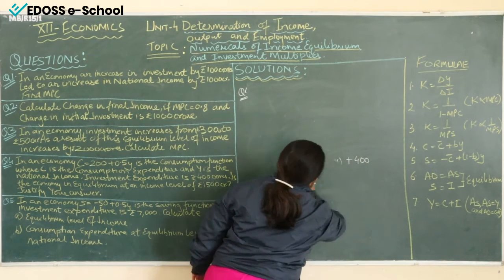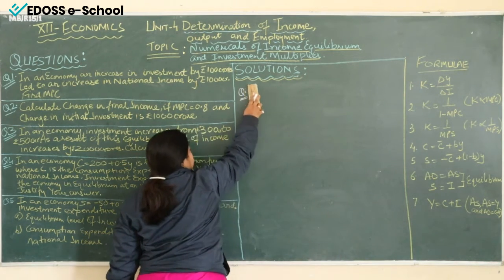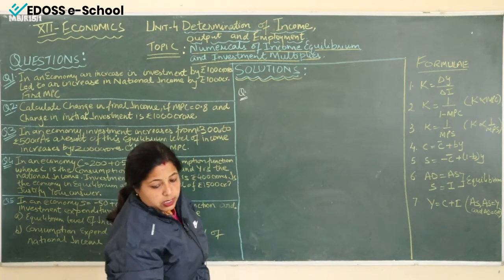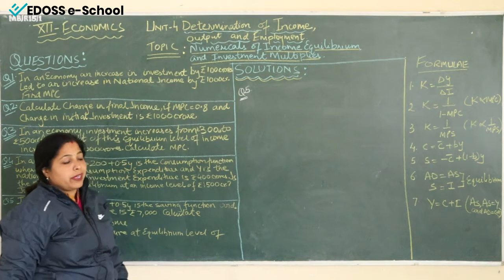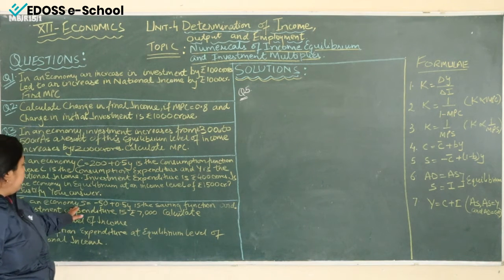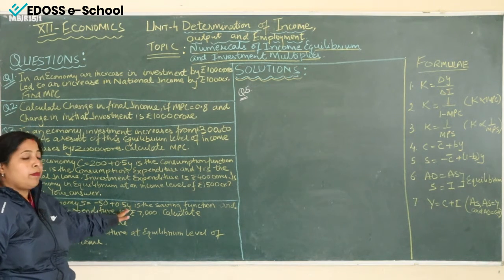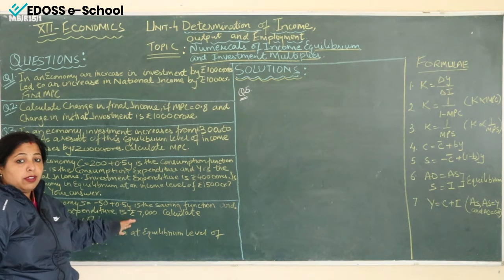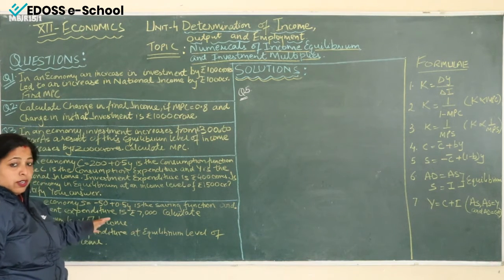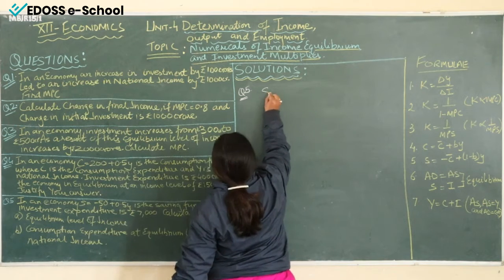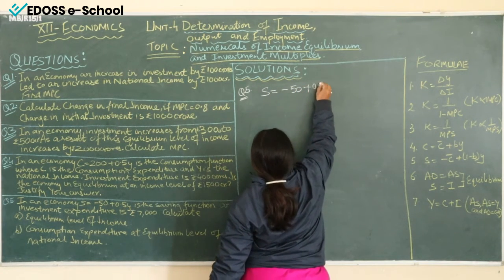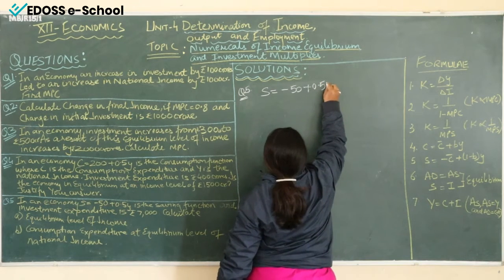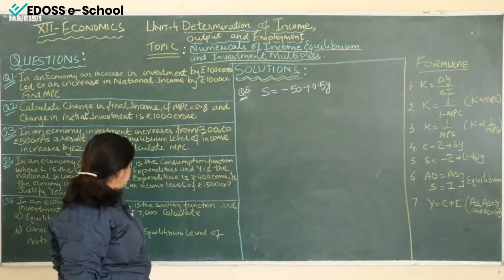This is the last numerical for today which we are going to do. We are going to take further numericals in the next class. Now what does the last numerical say? In an economy, S is equal to minus 50 plus 0.5y, and this is the saving function. We are going to write the saving function now. S is equal to minus 50 plus 0.5y.